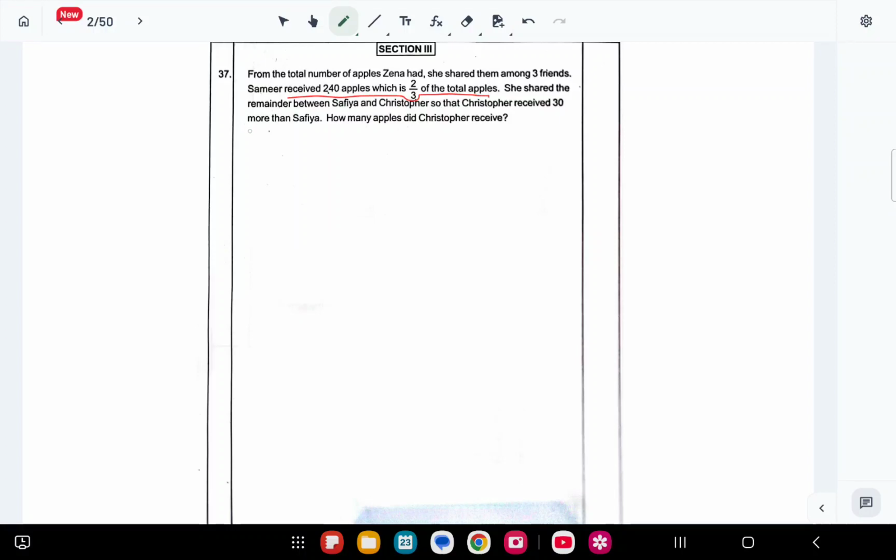So we know a fraction, which is 2/3, and we know the quantity that equals it is 240. So to calculate the total, it will be the quantity given multiplied by the invert of the fraction, which will become 3/2. 2 into 2, 1. 2 into 240 is 120. 120 by 3 is 360. So we know she had a total of 360 apples.